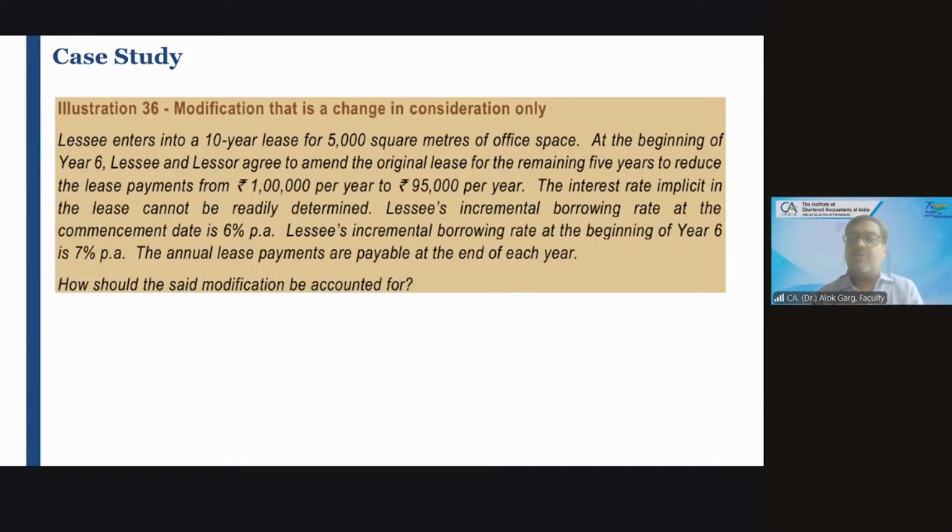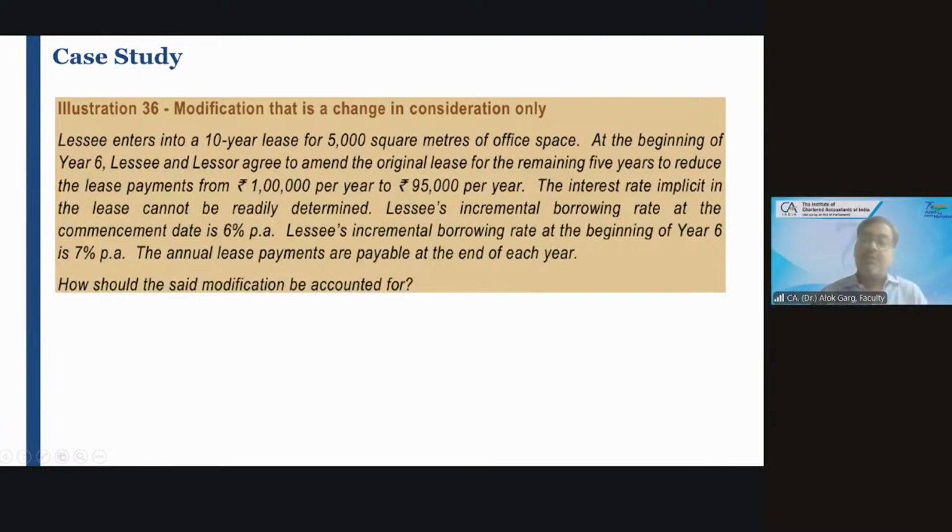So the carrying amount of the right of use asset is equal to the gross block, meaning the amount at the commencement date, minus accumulated depreciation, minus accumulated impairment loss, if any. Then you have reached the carrying value of the right of use asset on the modification date.